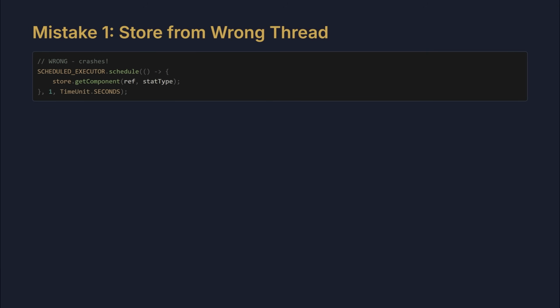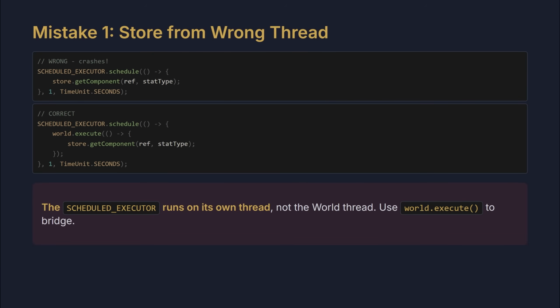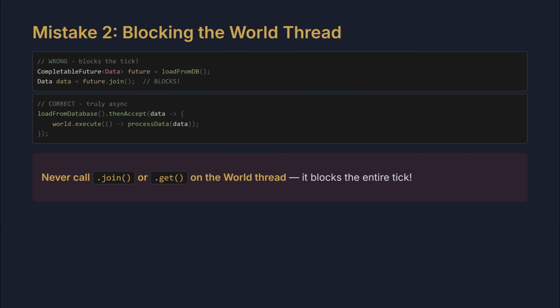One common mistake is to store from the wrong thread. So now, for example, in a scheduled executor, please wrap it inside world.execute, because the scheduled executor runs on its own thread. It is also a very, very dangerous mistake to block the world thread. For example, if we have a completable future and we call join, which executes this completable future, it blocks the world thread, where we should really embrace asynchronous programming and queue it into the world execution queue to get things going. So we should never call join or get from the completable future interface on a world thread because it blocks the entire tick.